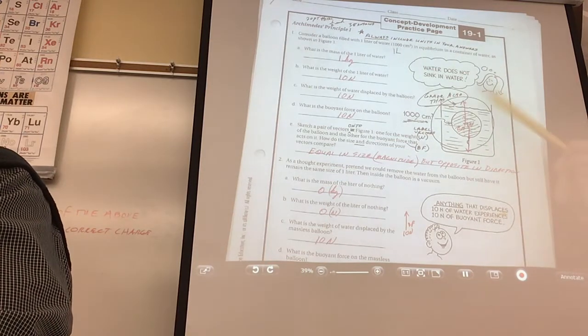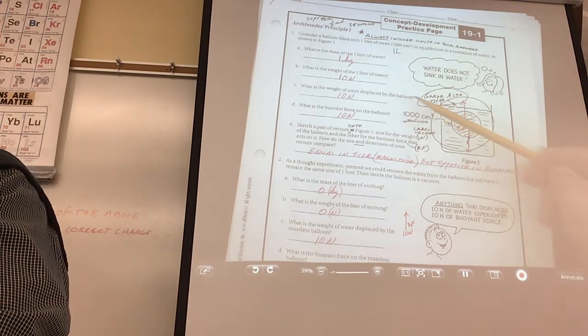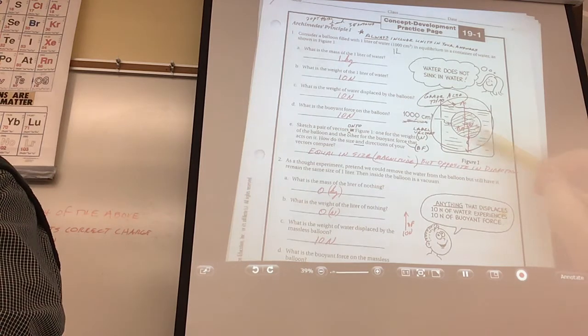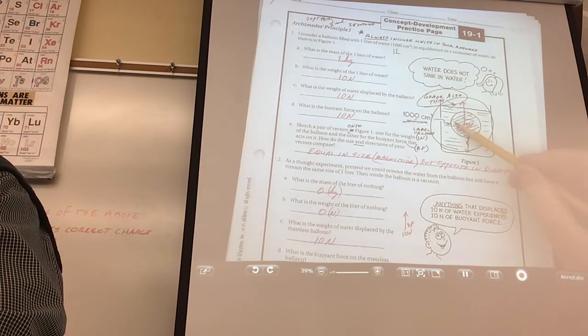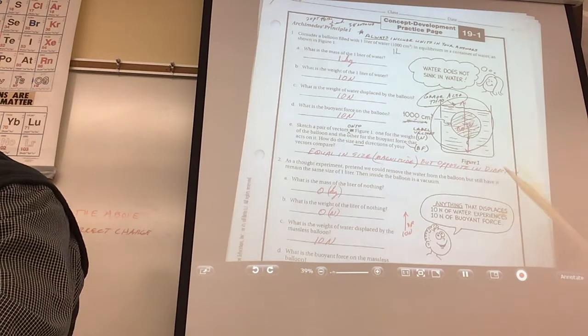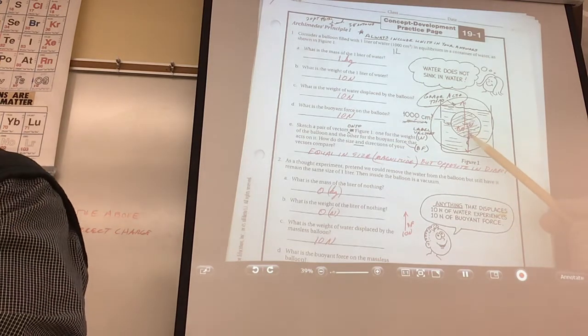And then it says, what is the weight of the displaced water? Well, it's 1 liter of space. So the weight, 1 liter of water is being displaced. So how much does that weigh?